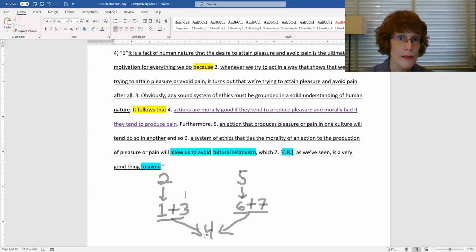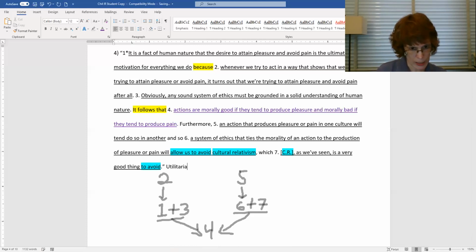This, by the way, is utilitarianism. For those of you following along with the philosophical content here, I'm not going to assess you on this, but it's good to know. Utilitarianism says that an action is good if it tends to produce the greatest good for the greatest number, not just you, for the greatest number, and bad if it tends otherwise, right?